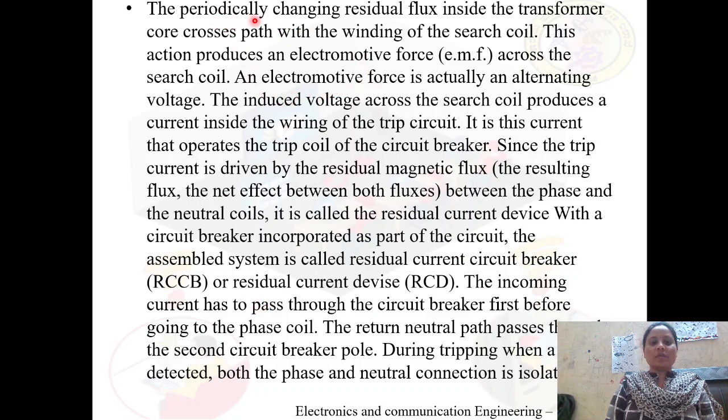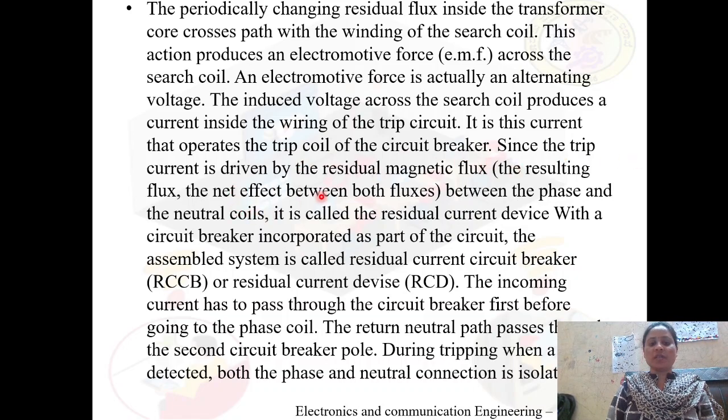The periodically changing residual flux inside the transformer core crosses the winding of the sensing coil. This action produces an electromotive force across the coil. This EMF is alternating in nature, and the induced voltage across the coil produces current inside the wiring of the trip circuit. It is this current which operates the trip coil of the circuit breaker.